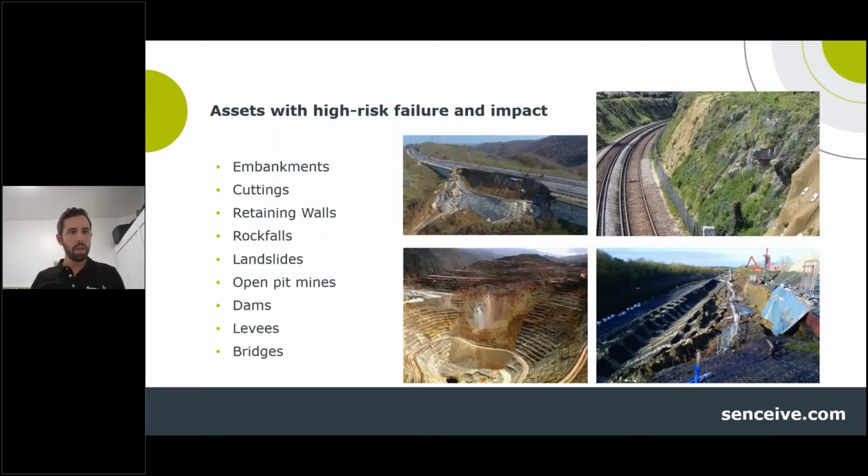So a list of assets with high risk of failure and certainly impact. You can see some photos here on the right. I'm sure a couple of these are familiar. On the left-hand side, just a list, including but certainly not limited to embankments, cuttings, retaining walls, rock falls and landslides, open pit mines, of course, and then dams, levees, and bridges. These are all areas that certainly have a high risk of failure and impact if there was failure.